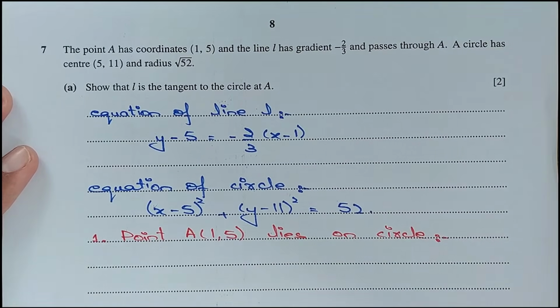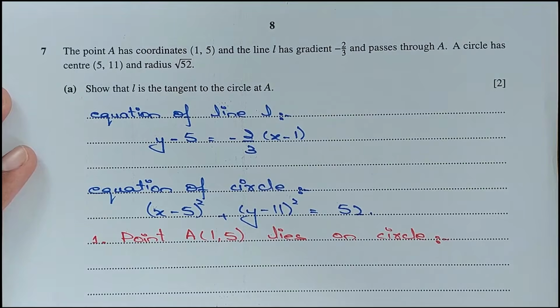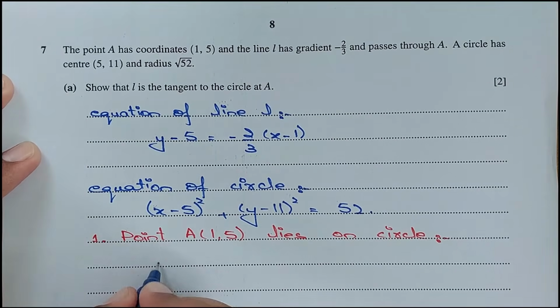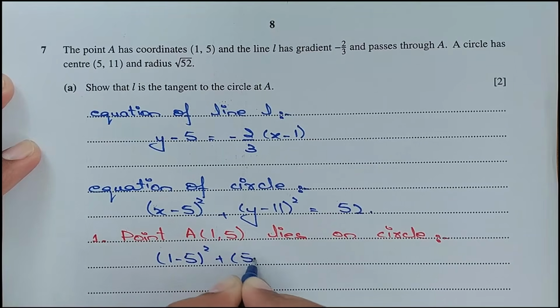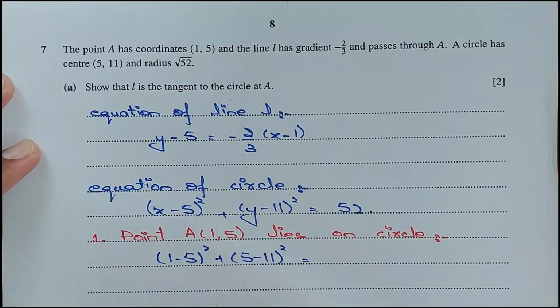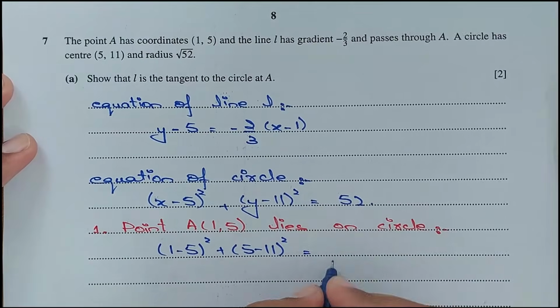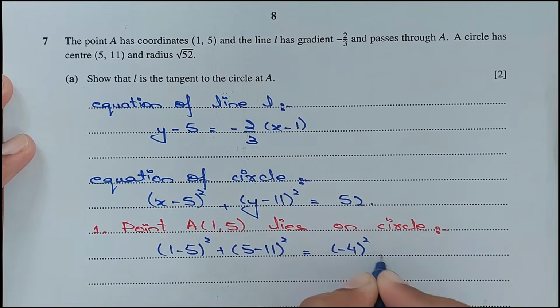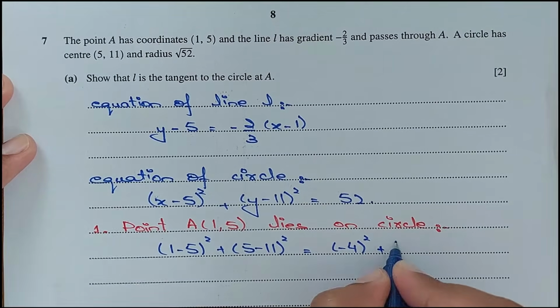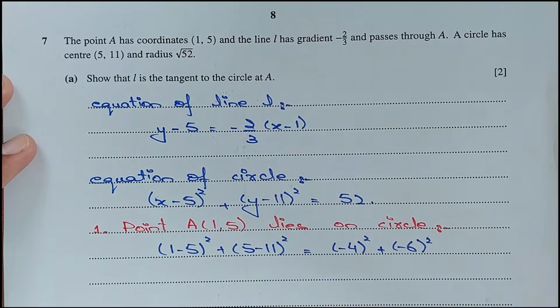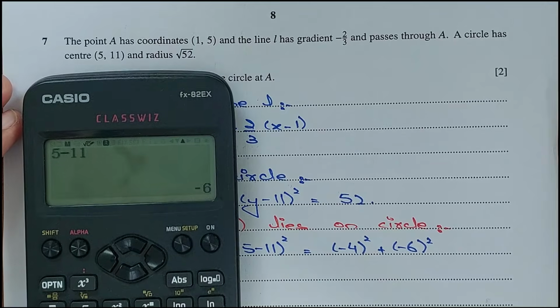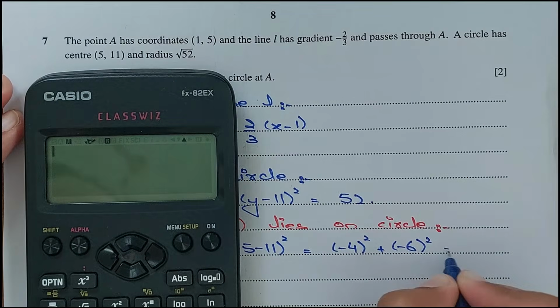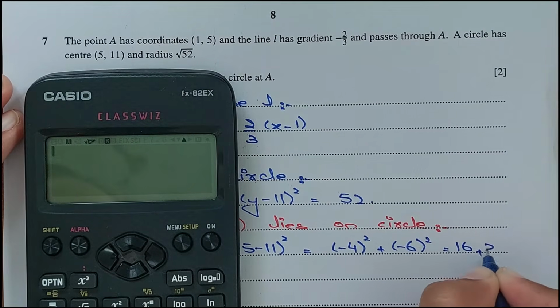So if it lies on the circumference of a circle, it must satisfy the equation of the circle, which is (1 minus 5) whole square plus (5 minus 11) whole square. 1 minus 5 is minus 4, whole square, and 5 minus 11 is minus 6, whole square. Yes, minus 6.